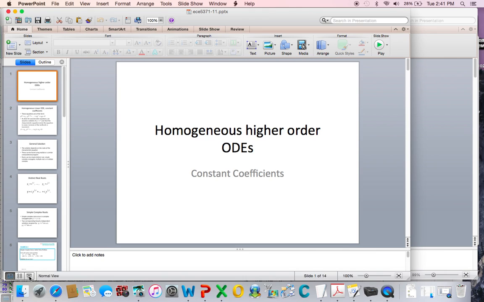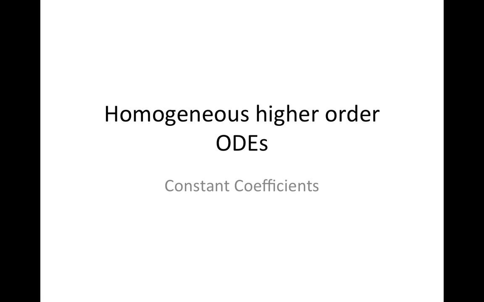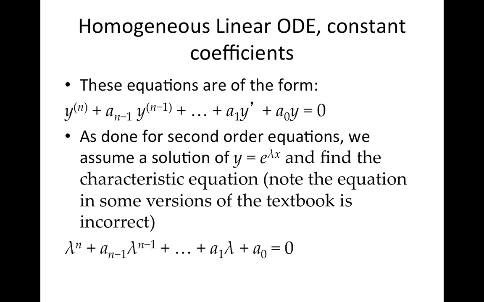Okay, in this lecture we're going to cover homogeneous higher order differential equations that have constant coefficients. So in the previous lecture we used just an Euler equation as an example of a higher order differential equation. In this lecture, we're going to look at constant coefficients.